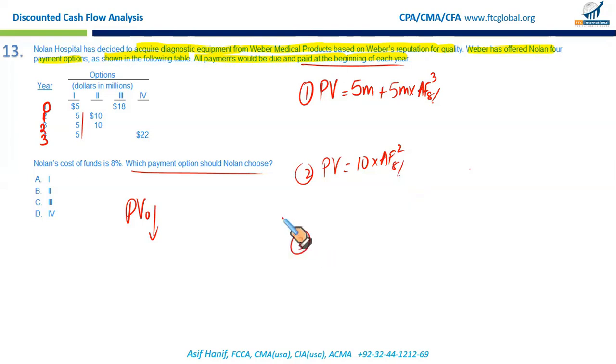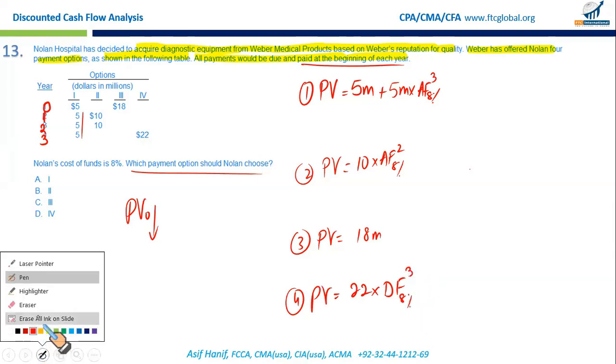Third option will do all these. The third option involves a single payment right now, 18 million. It requires no discounting. It is 18 million in present terms. No computation needed whatsoever. And the fourth option involves a single payment at the end of the 3rd year. That is 22 million, a single payment. Whenever there is a single payment, use discount factor for the 3rd period at 8%.